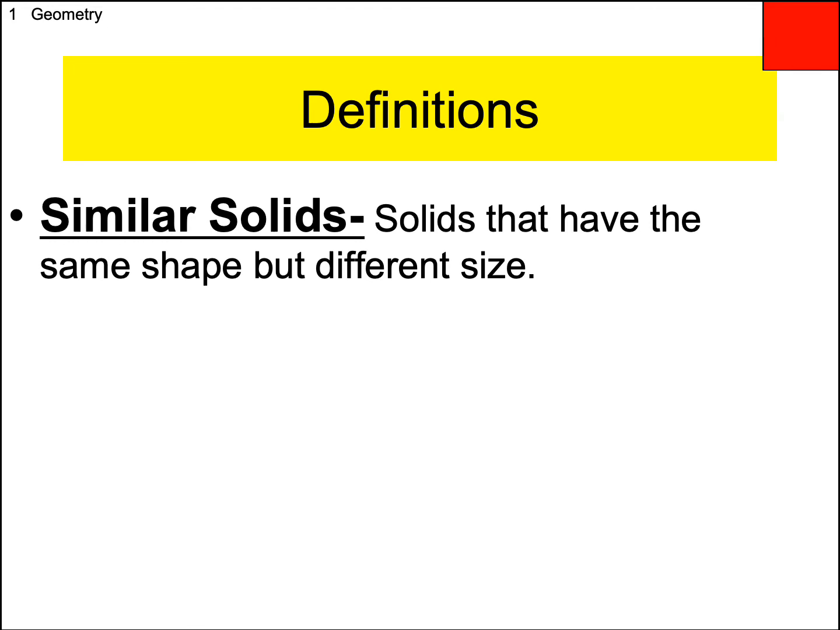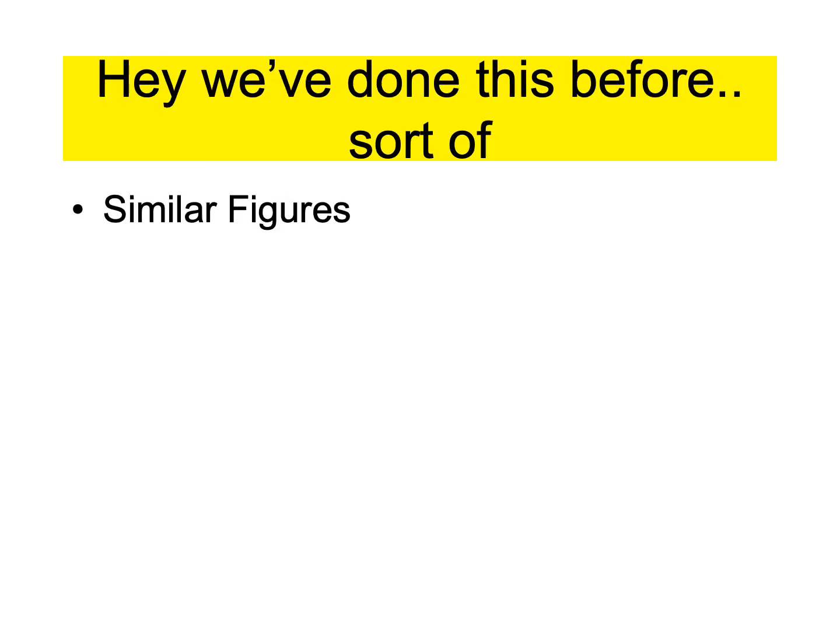What is a similar solid? That's solids, and with solids we mean shapes. Shapes that have the same shape, just a different size. You've seen this before, right? We did this when we had similar figures. Remember, small triangle, big triangle, same shape, just different size.